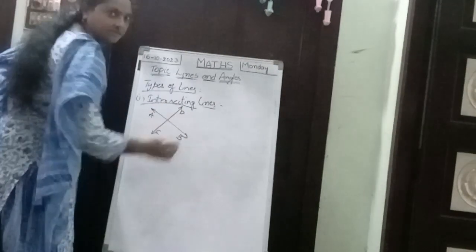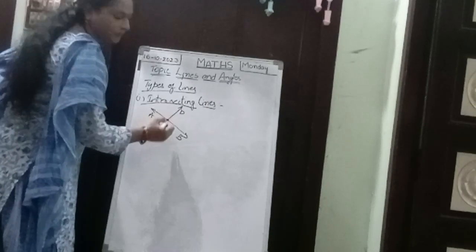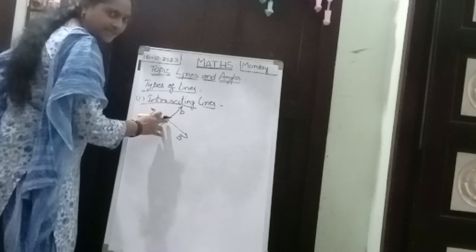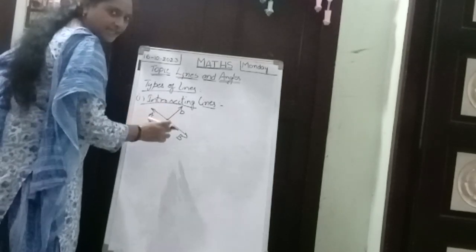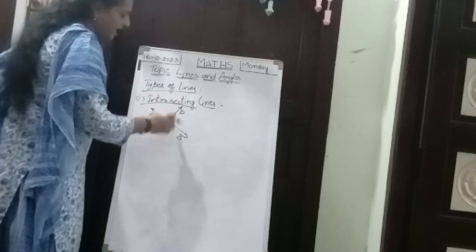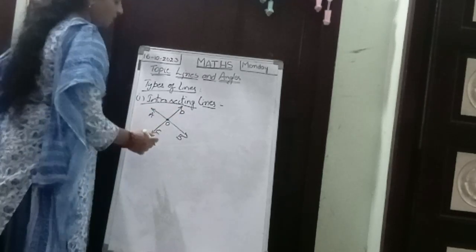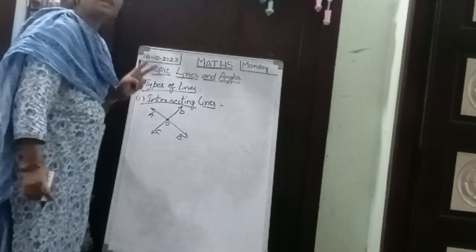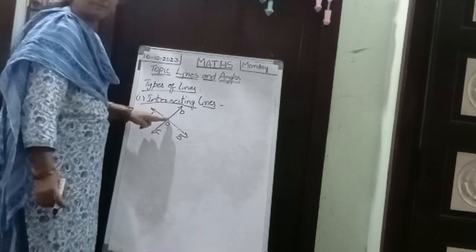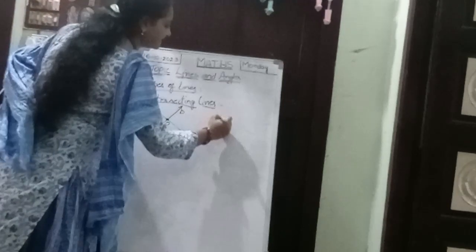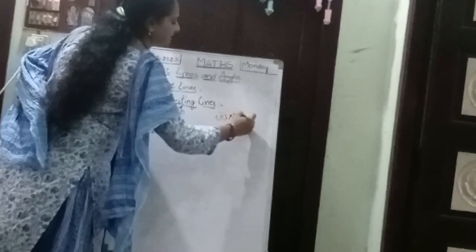I took two lines, AB and CD, and these two have one common point here. That means these two lines are passing through the same common point. Got it? Understood? What are the two lines here? AB and CD. And what is the intersection point here? O. The intersection point is named O. So what do you understand from this figure? Two lines which pass through the same common point are called intersecting lines. Next, the second one is non-intersecting lines.